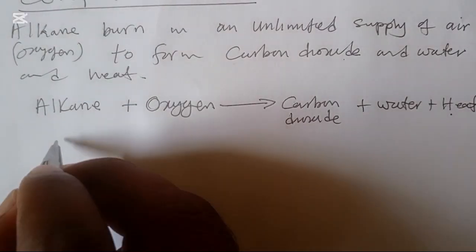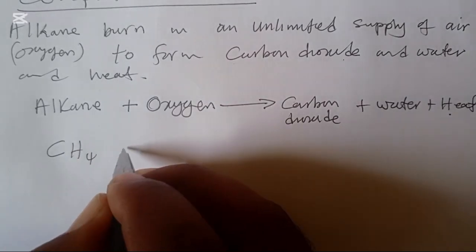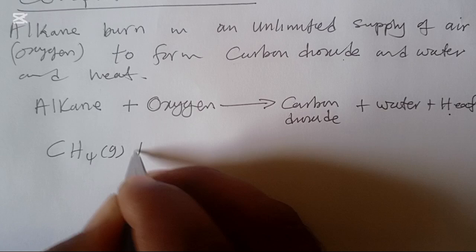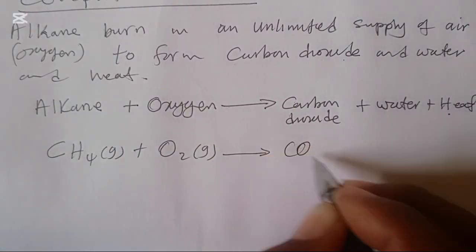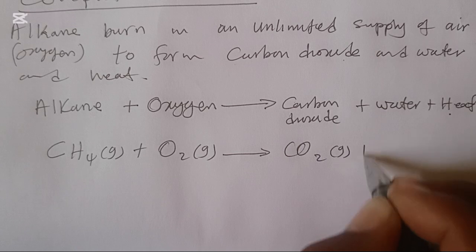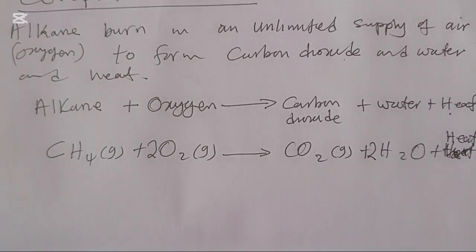So we have an example, it is methane. Methane plus oxygen. We are going to have carbon dioxide plus water. That is our balanced chemical equation.